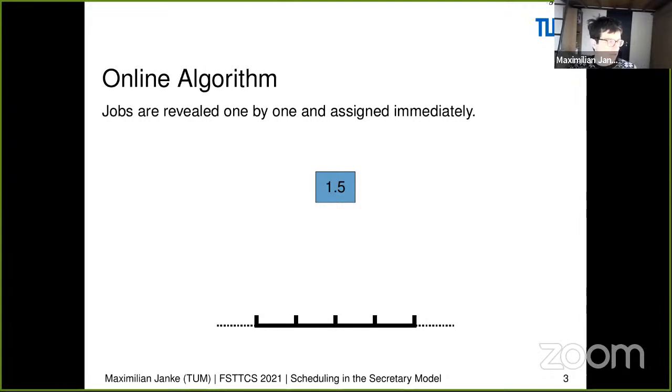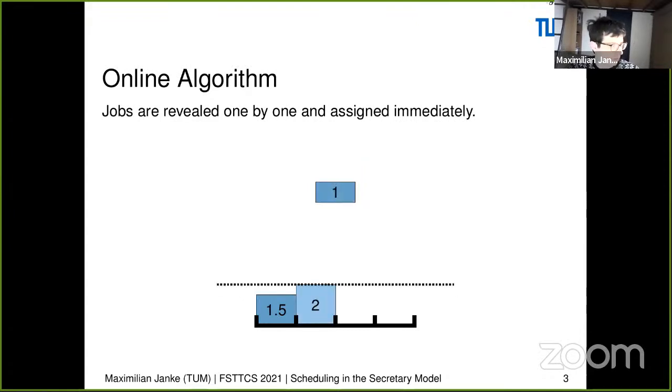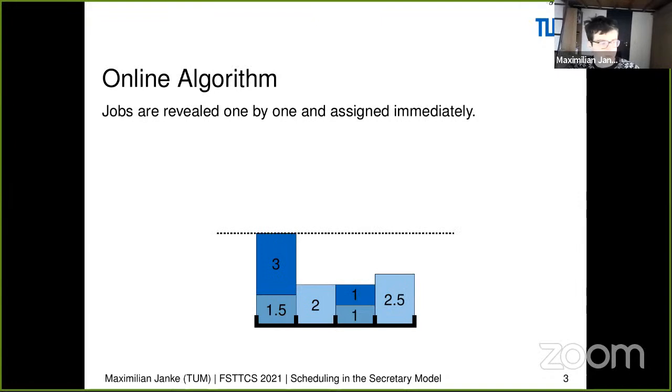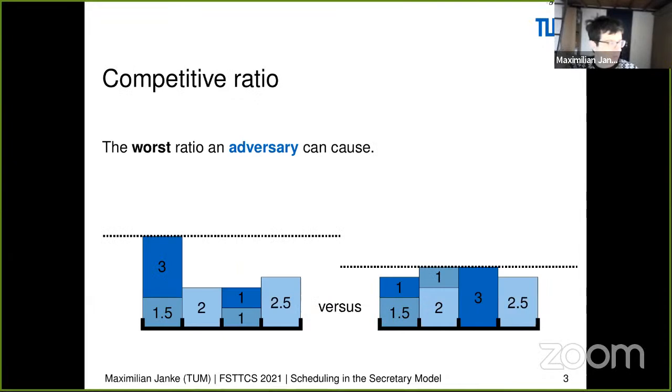So basically, we just see this one job of size 1.5, and we have to assign it. Only then do we discover that the second job arrives. And then we can go through such an online sequence. In general, it's impossible to obtain an optimum make span on such a sequence, even given arbitrary computing power. Instead, one typically measures online algorithms in terms of competitive analysis. That is, one looks at the worst ratio between the online make span and the offline make span.